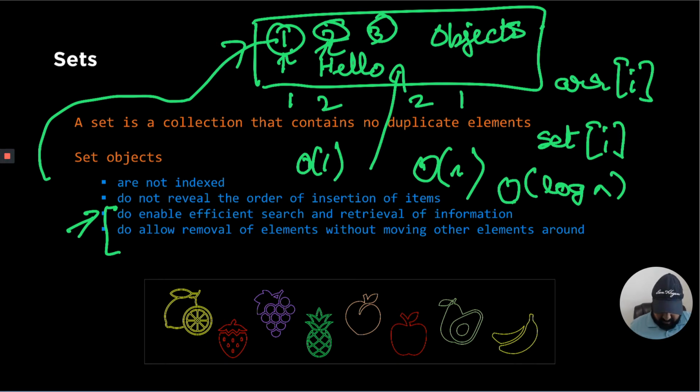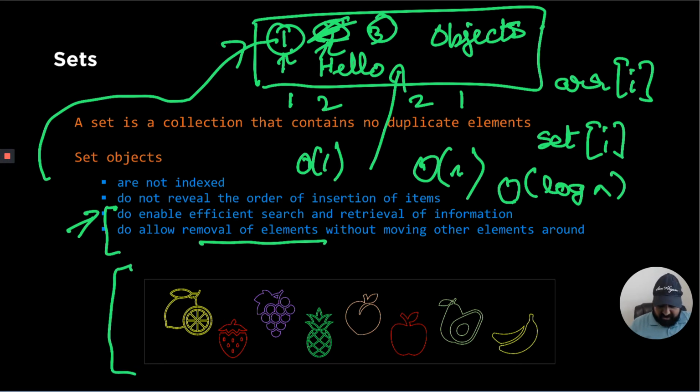The final thing is they do allow removal of elements, which means you can remove elements without the other elements moving around. If we remove 2, then 1 and 3 don't know whether 2 was removed or not. It's not available to the user to see what's going on behind the scenes, but they can easily remove elements.